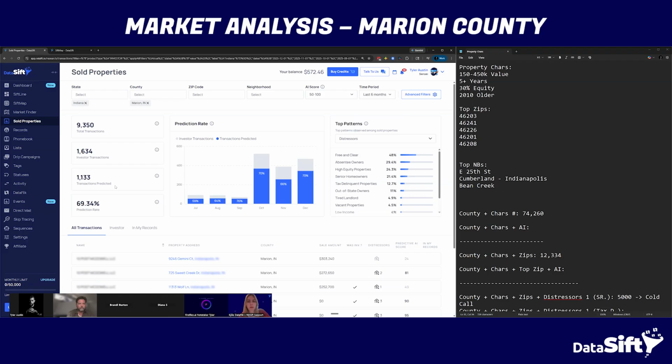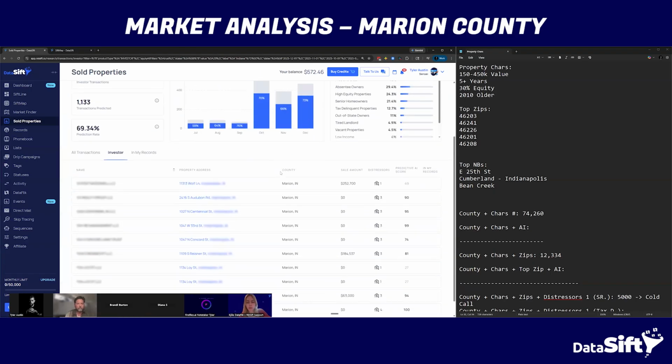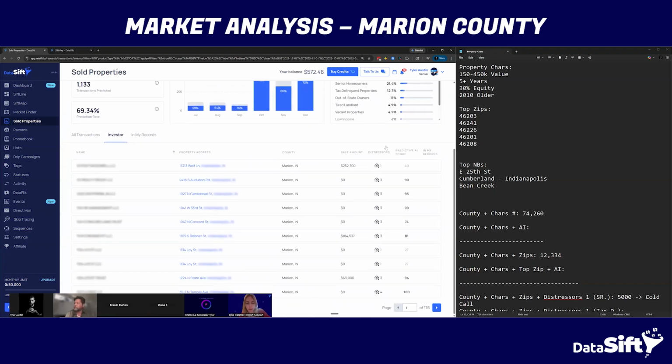Because if you were marketing to the AI score over 50. So I can see if I click on investors here, if I look at these transactions that sold to investors, here's the score that was on it at the time they sold, right? So this one was a 94, this one was an 81, this one was a 74, 99.